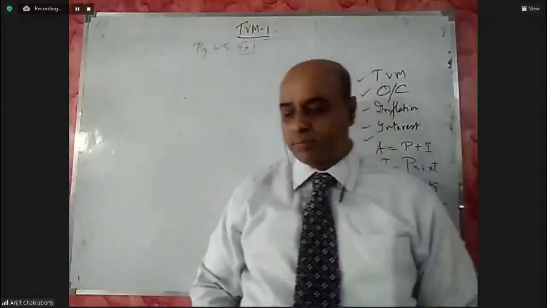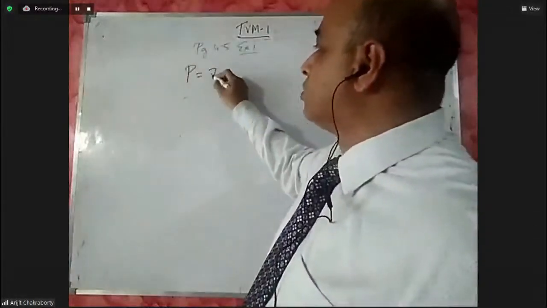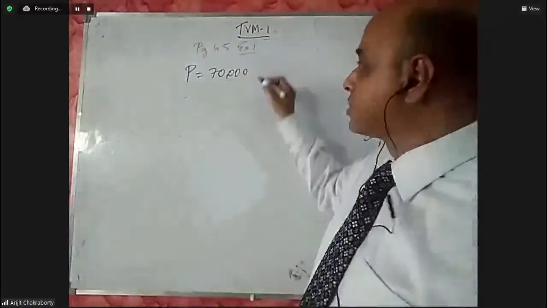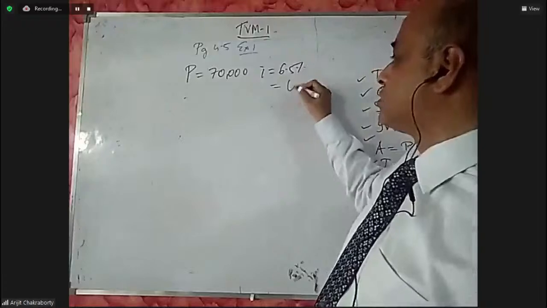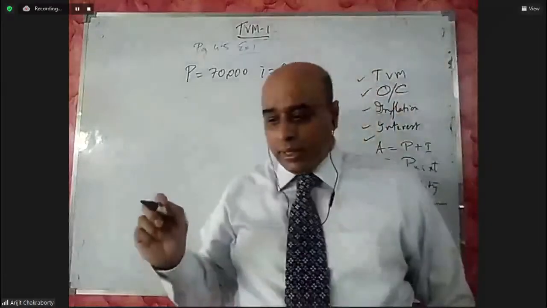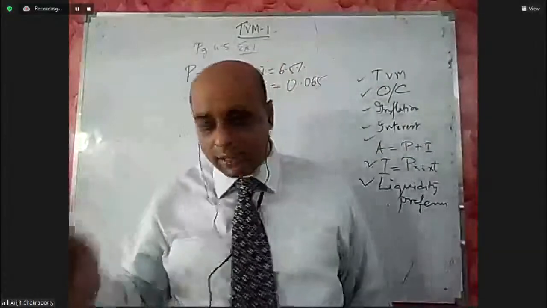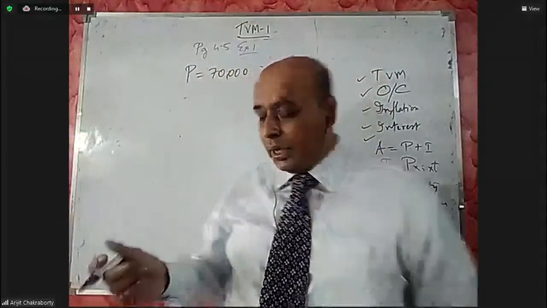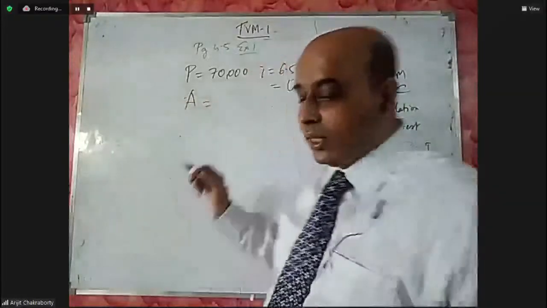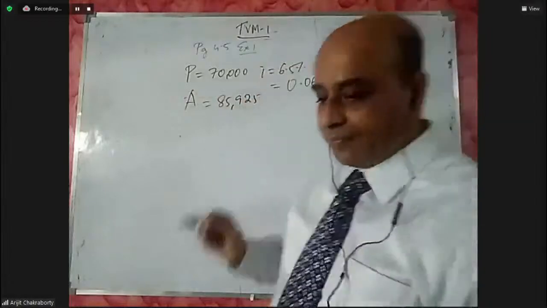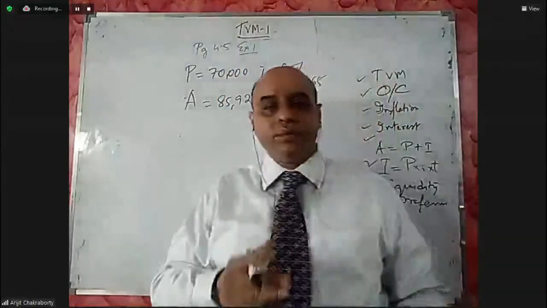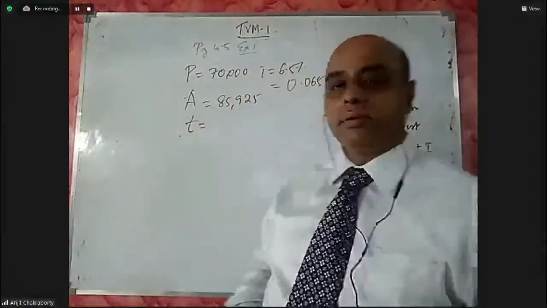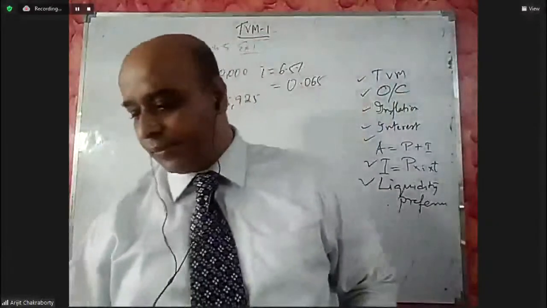Rahul invested 70,000 in a bank. So I go on writing the value. Principal is 70,000. This is the money which is invested in the bank. The rate of interest is given I is 6.5%, which means 0.065. It is given 6.5% per annum simple interest. So you can see per annum is mentioned. Now he received the amount, accumulated balance is 85,925 at the end of the term. So it could be 2 years, 3 years, 4 years, whatever. Now we have to find out what is the time.